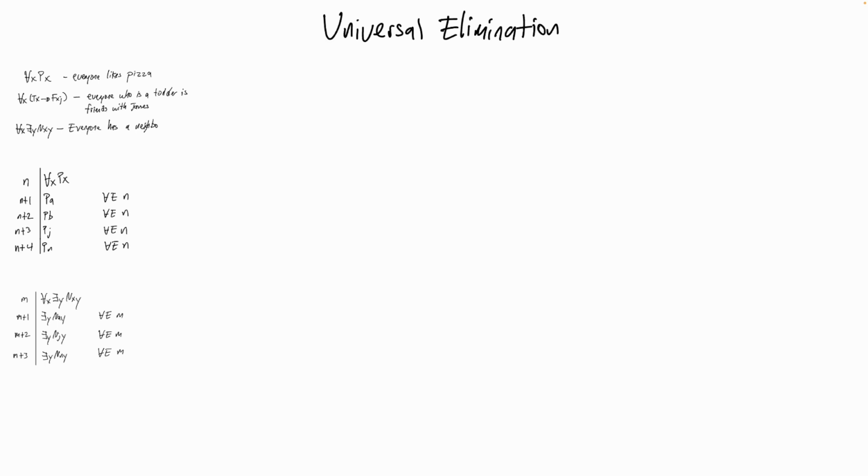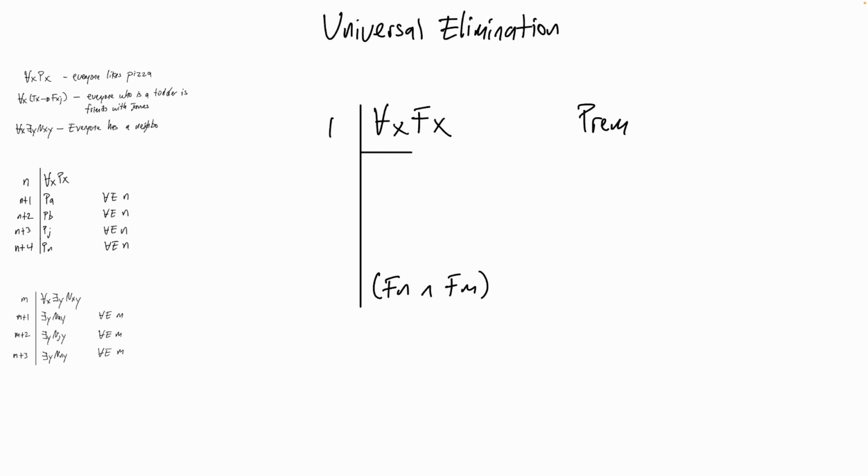Now, just a couple of notes. First, you can use the universal elimination rule multiple times on the same universally quantified wff to derive multiple instances of it if you want. For example, suppose we're given the premise for all x Fx, meaning this time everyone's funny. And the conclusion we're supposed to derive is Fn and Fm, both Naveen and Magnolia are funny. Then we just use the universal elimination rule a first time to derive Fn, and then a second time to derive Fm, and then conjoin those two.